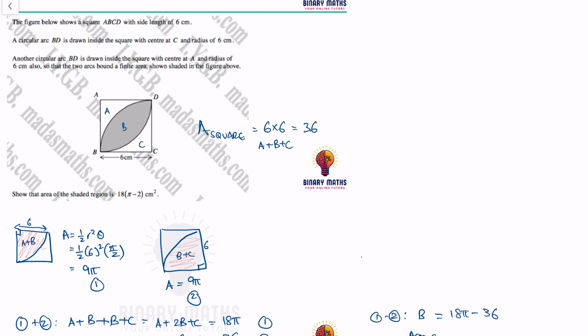So area of shaded region is equal to 18 pi take away 36. They're both in the 18 times table, so I can take the 18 out and I get 18 times (pi take away 2). And because area would be centimeters squared, which is what I wanted.